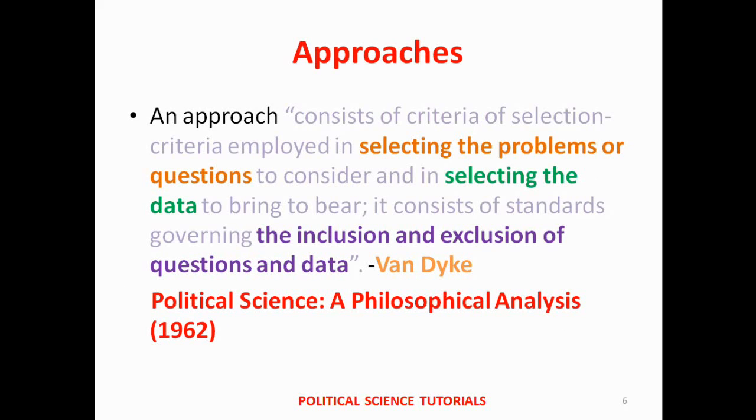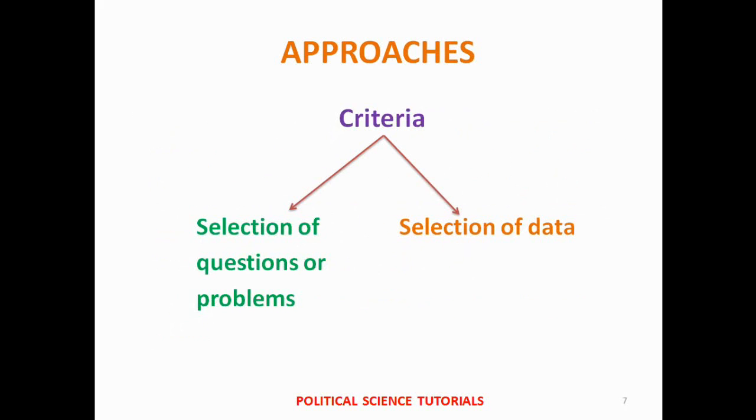For our clear understanding, let us take the definition of Van Dyke about approaches. In his book, Political Science, a Philosophical Analysis, published in the year 1962, he states that an approach consists of criteria of selection, criteria employed in selecting the problems or questions to consider and in selecting the data to bring to bear. It consists of standards governing the inclusion and exclusion of questions and data.